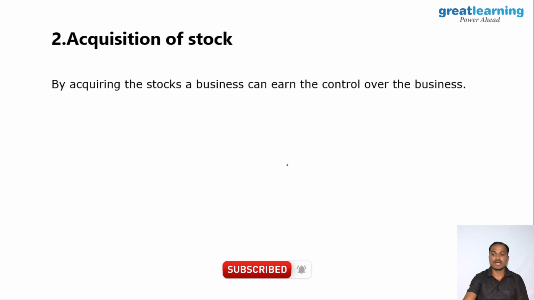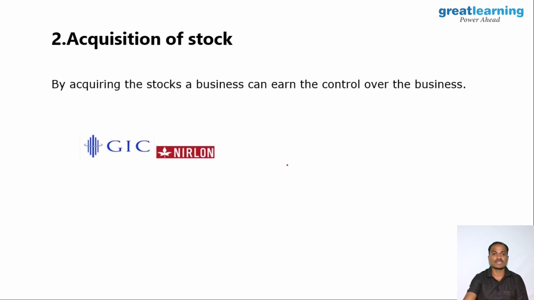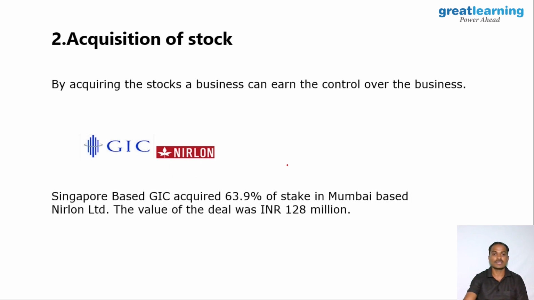Now, the second type of acquisition is acquisition of stocks. Okay, so in this, by acquiring the stocks, a business can earn the control over the other business. Example is GIC acquired Nirlon, right? So Singapore-based GIC acquired 63.9% of stake in Mumbai-based Nirlon company, and the value of the deal was 28 million.